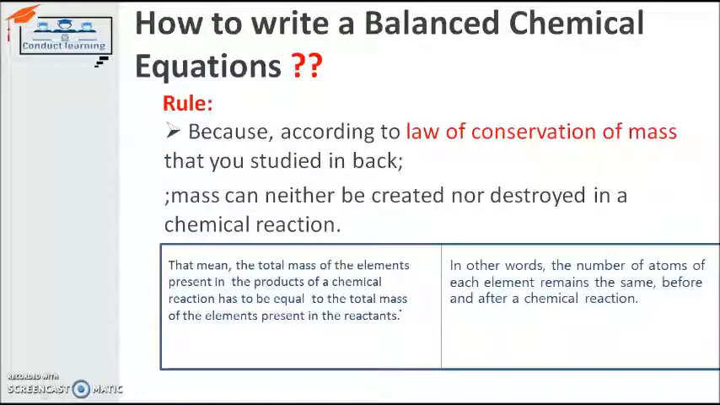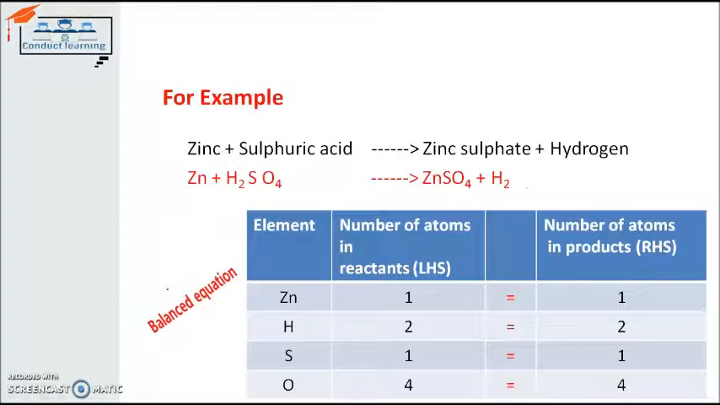The mass is calculated through the number of atoms of each element in a chemical equation. So if the number of atoms of each element is the same, then we can say the mass is constant. If the number of atoms for reactants and products in a chemical equation is not the same, we say the mass is not constant, right? So we can say the chemical equation is unbalanced. After understanding the rule, the next agenda is to balance the chemical equation.